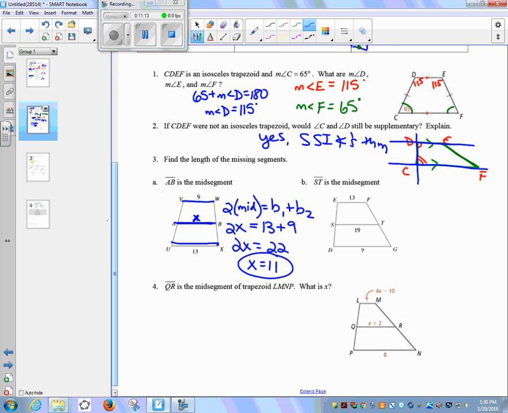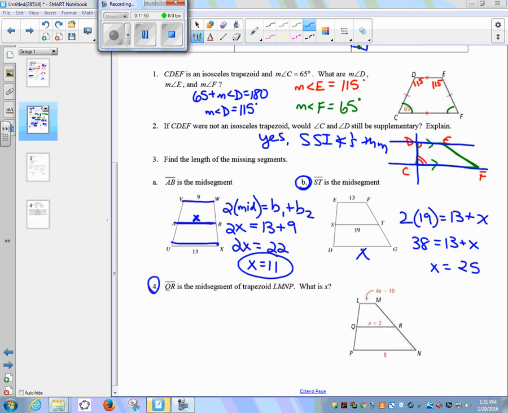All right, so you guys try B on your own and try number 4 on your own. Pause the video now and then come back. Okay, so 2 times the midsegment equals base 1 plus, this time x has to be one of the bases, so 2 times 19 is 38 equals 13 plus x, and x equals 25.